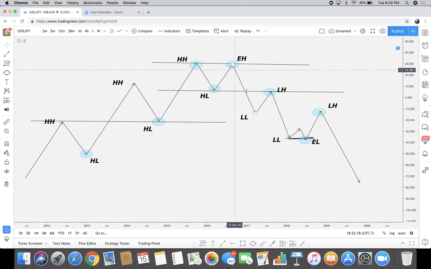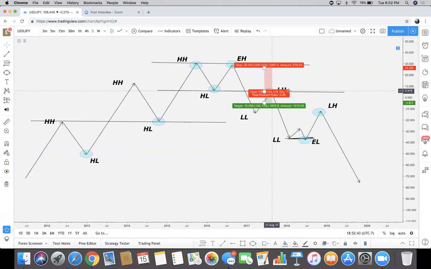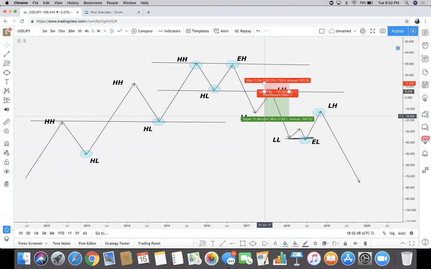So sellers push price down past the higher low. And now that I know we are having a shift in trend, there's even more confirmation when it comes back and retests this floor as a ceiling right here. So now we have a lower low and a lower high. So now we're going to be looking for sell opportunities. And again, just like I showed you with the uptrend, you want to sell the lower highs and take your profit at the lower low.